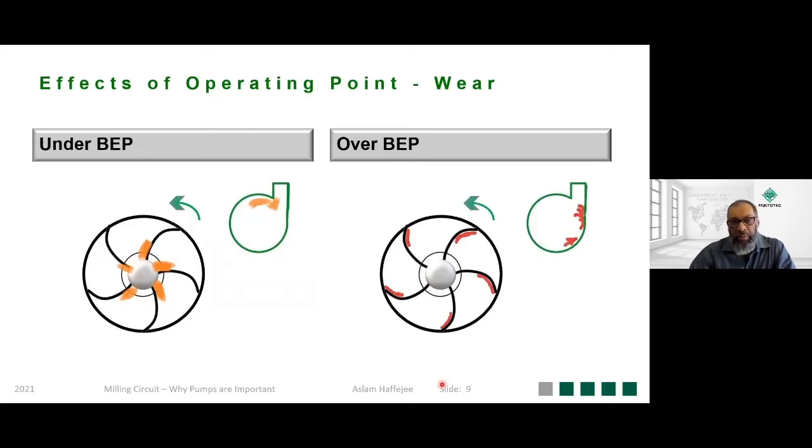Similarly, with the over BEP situation, you're going to have wear on the trailing edge of the impeller and more to the outside, but this is also an uneven pattern of wear, and it could result in your impeller failing prematurely. Similarly with your volute liner, you're going to find, instead of the cutwater side, now your pump is trying to overpump, and that's where you're going to encounter wear, and it's going to shorten the life of your volute liner.